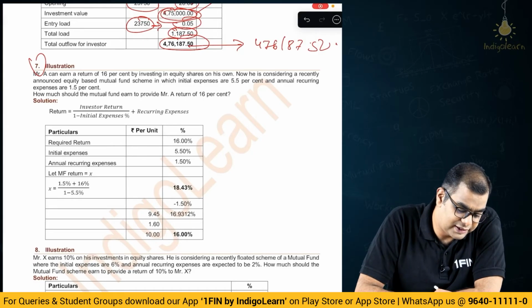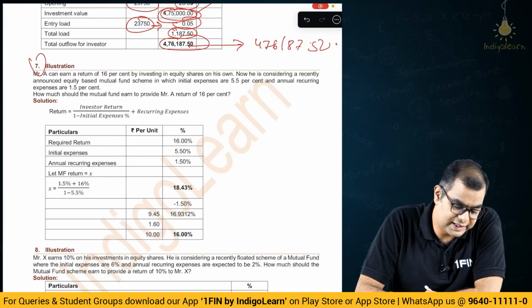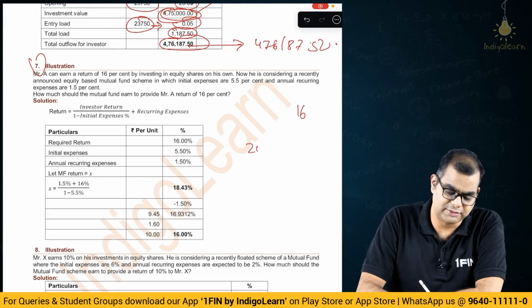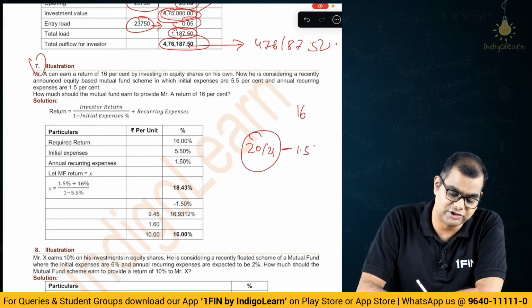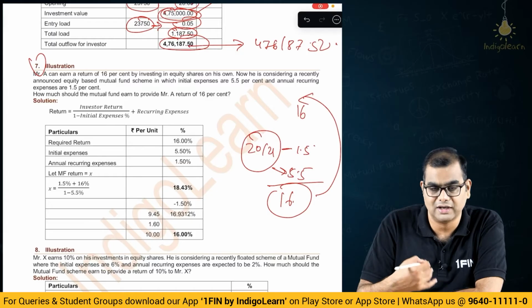Mr. A can earn a return of 16% by investing in equity shares on his own account. He is now considering a recently announced equity-based mutual fund scheme in which initial expenses are 5.5% and annual recurring expenses are 1.5%. How much return should the mutual fund earn to provide Mr. A a return of 16%? See, on his own he can earn 16. Now, the mutual fund has to earn some 20 or 21 or something like that, so that when you subtract every year 1.5% and the initial investment value itself you subtract 5.5, on a net basis finally he gets 16 from the mutual fund, which is the same as what he is getting on his own, because that's the opportunity cost.